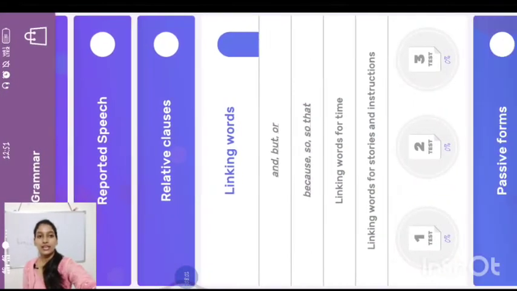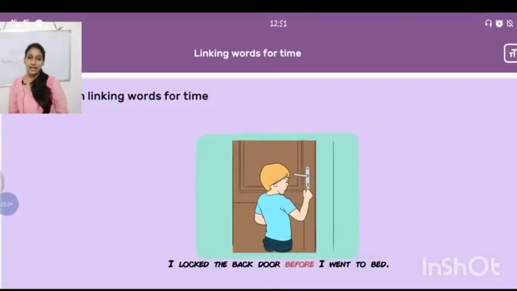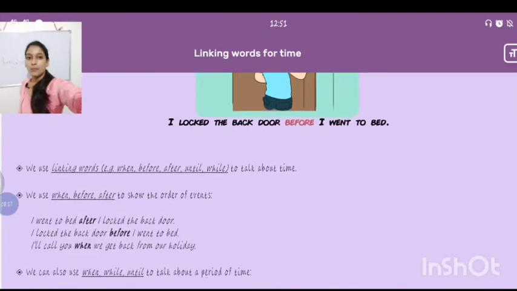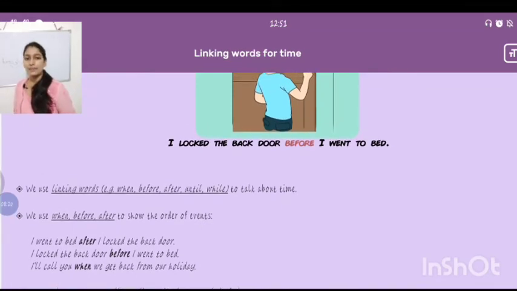Let's go to the next linking word for time. Linking words for time. I locked the door before I went to bed. So before is also a conjunction and it represents time. We use the linking words, for example, when, before, until, while, to talk about time. When we use when, before, after to show the order of events, let us see the order of events. We went to bed after I locked the back door. Back door को lock करने के बाद then we went to bed.